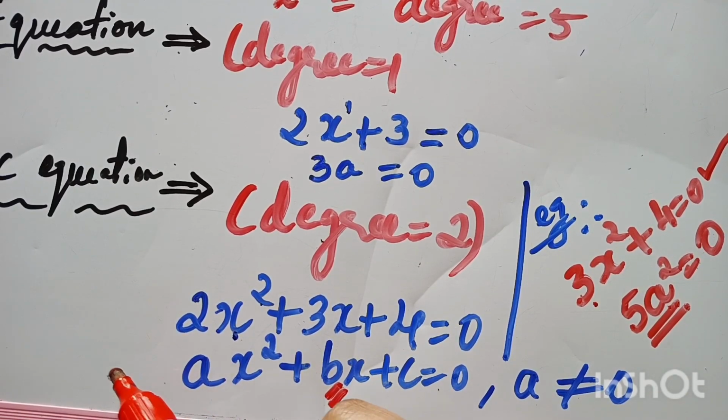The general form or standard form of a quadratic equation is ax square plus bx plus c equals 0. Never write 0 in the place of a. In the place of b, we can write 0.